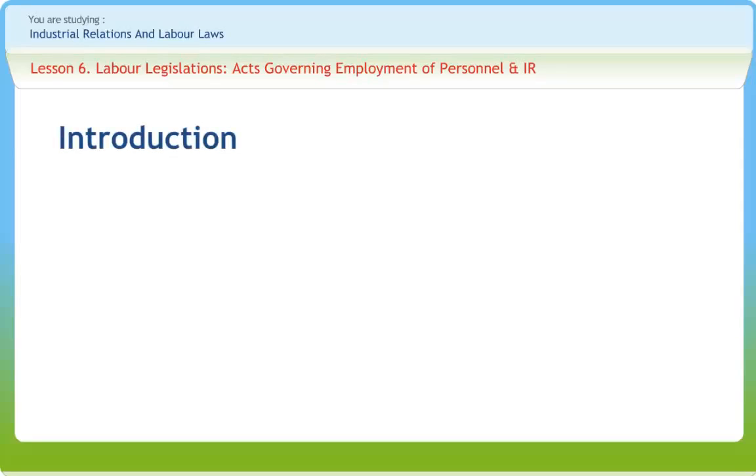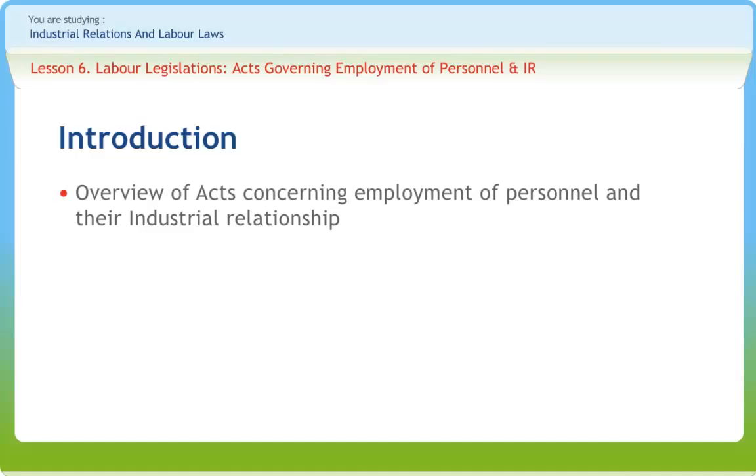So firstly, we will understand the meaning of labor legislations. The term labor means the workforce who works for compensation, and legislation means law which has been enacted by a legislature or other governing body. Thus, labor legislation means rules made by the governing body for the protection of labor.